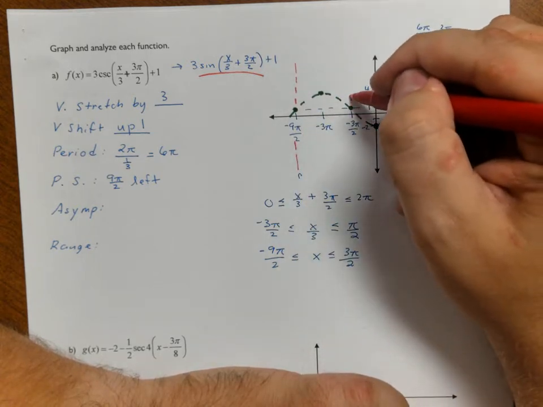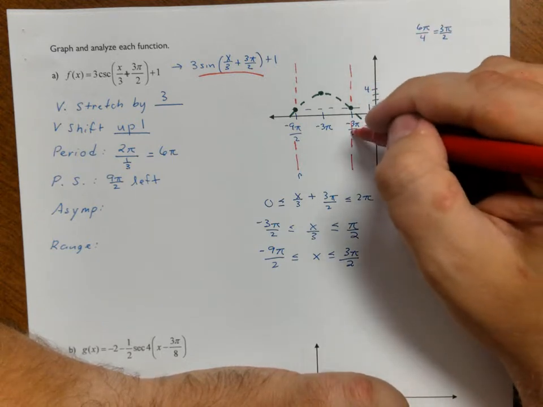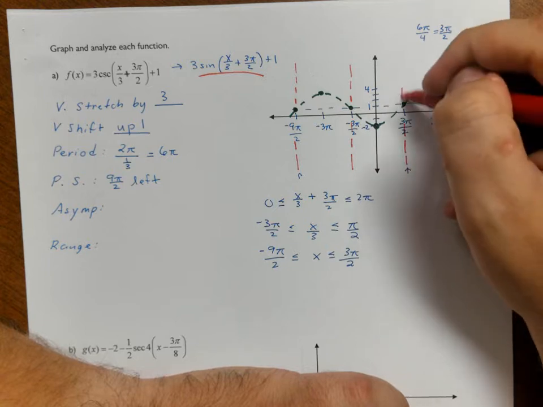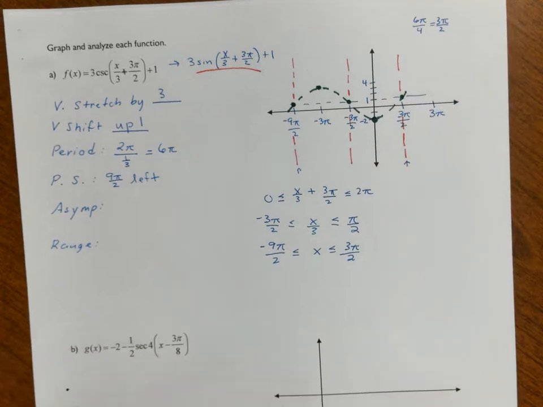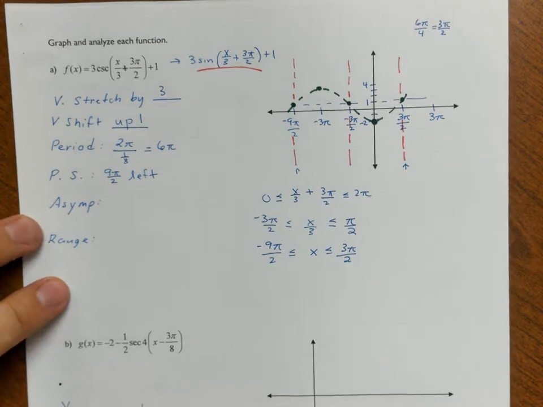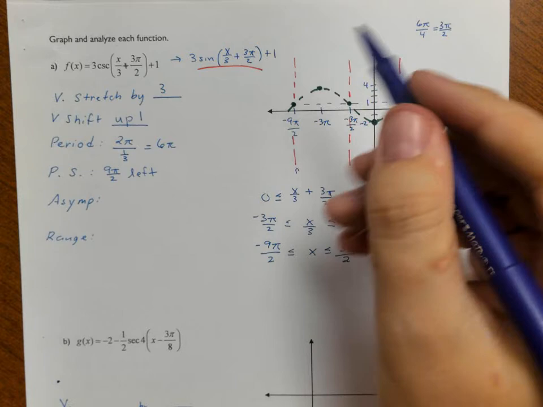Right here at negative 3 pi over 2, again I hit the baseline, again I have an asymptote. At 3 pi over 2, again I hit the baseline, again I have an asymptote. So I have the asymptotes now. I can see where my asymptotes are. To create the actual cosecant graph, I'm going to look at the two remaining points.